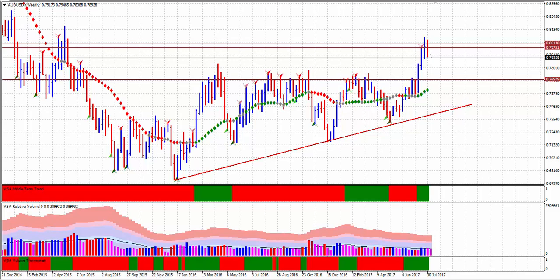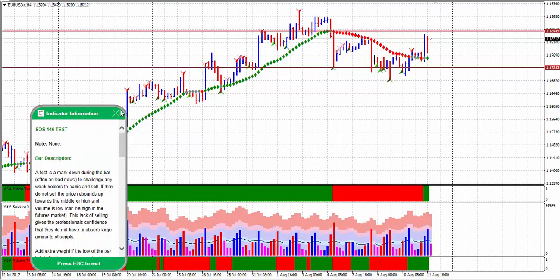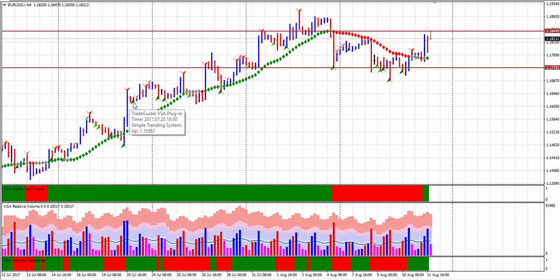Next up is the Euro US dollar. And what we have here, folks, is the Euro US. After a decent move up in price, we started to see some weakness come in. We had ultra high volume on an up bar. We had supply coming in. The next bar was down, but it was more of a test. We can see they tested this area and they've pushed the price higher.